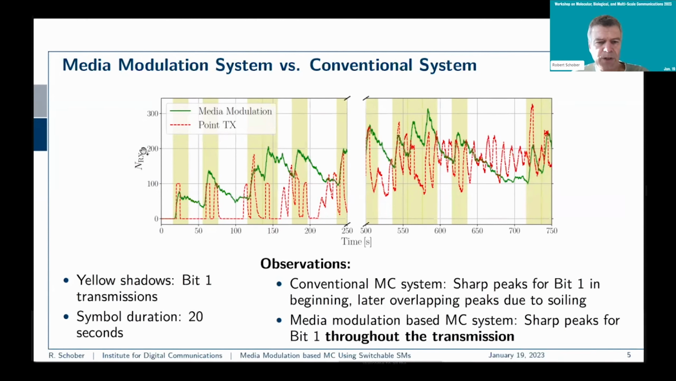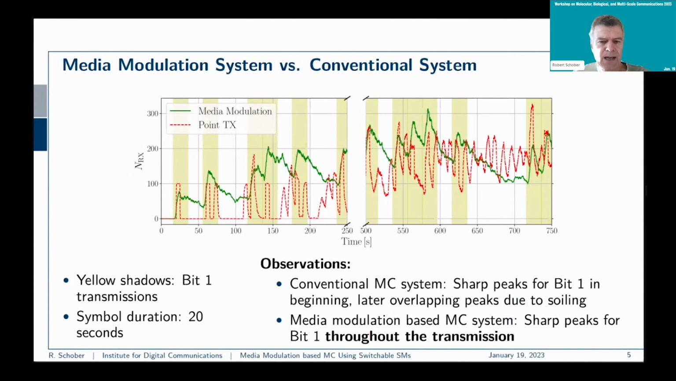So we see here the number of molecules counted at the receiver versus time. And wherever you have this greenish bar, this means that we want to transmit a binary 1. So we modulate, and where it's white, basically we send a 0. Then you can see at the beginning of the transmission on the left-hand side, we can see clearly for the red curve, which is the point source transmitter, whenever we send a binary 1, there's basically an impulse received at the receiver. This can be used for detection. And for this media modulation, we also have sort of an impulse, and based on this impulse, we can also detect.